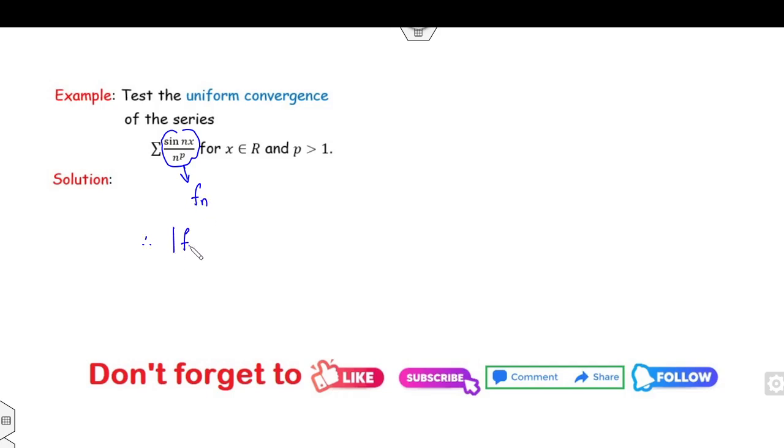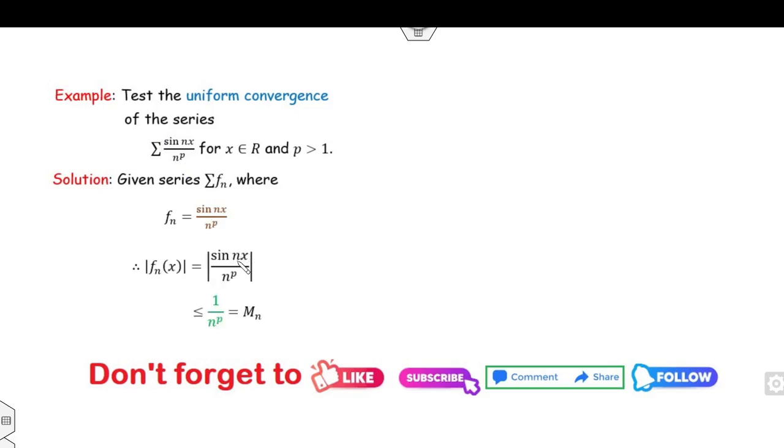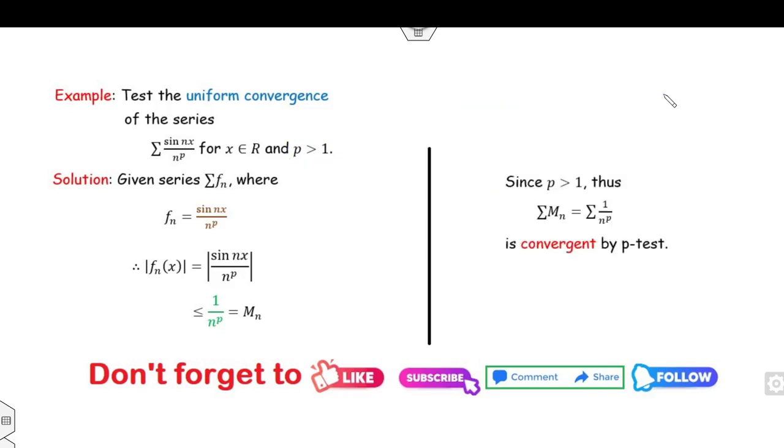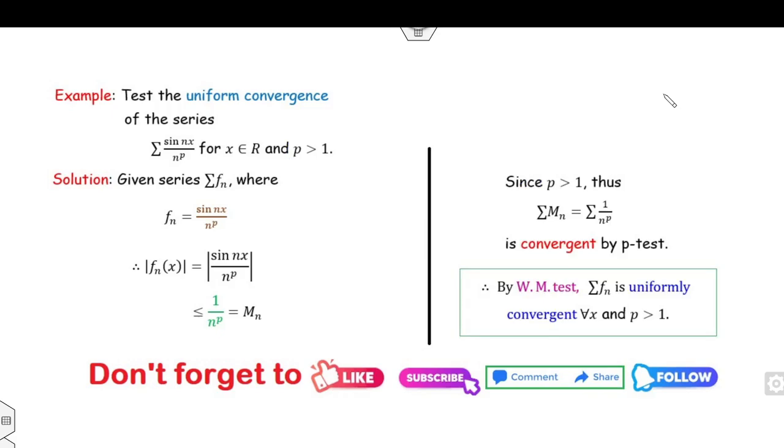So now I can start with the value of fn of x. I can substitute this sin nx divided by n raised to power p. Fine. Now we all know that the sine value is always less than or equal to 1. Remember, your target is always to write the value in terms of less than. And the given series Mn, which is 1 over n^p, and it is given that p is greater than 1, so this is convergent by using the p test. Therefore, by using the WM test, we can say the series is uniformly convergent.